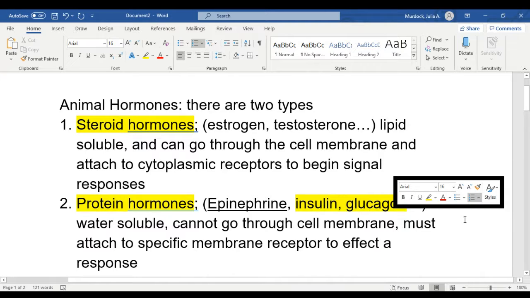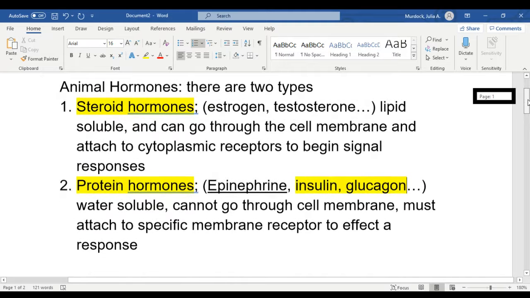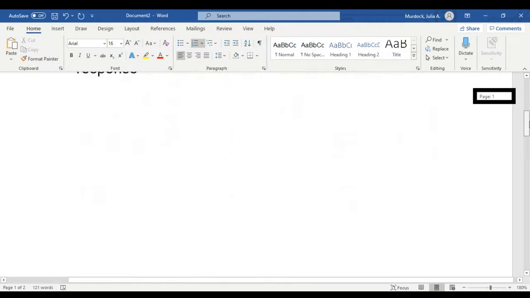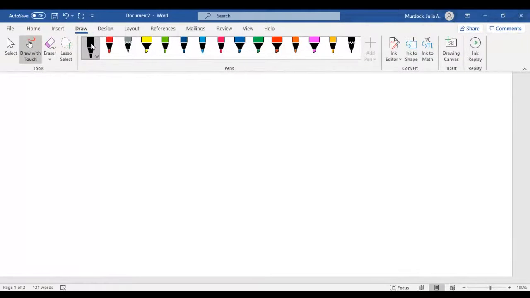So I'm going to add a little bit of drawing to this. Okay. All right. Now again, I am recording this, so if you didn't get all that written down, don't worry. You can look at it later. Okay. All right. So let's talk for a minute about insulin and glucagon. Okay.